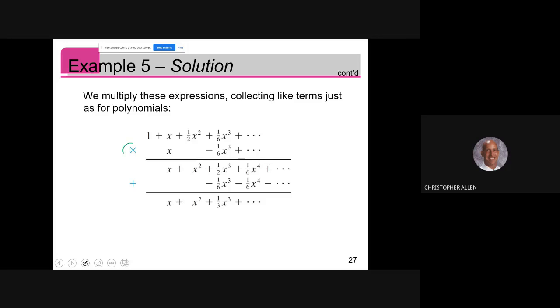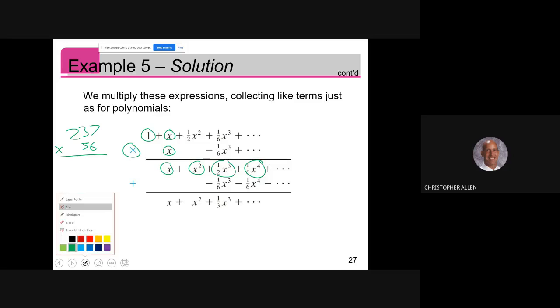So, hopefully you kind of remember how to multiply this way. Do you guys remember how to multiply? Okay, I know some of you do the lattice method and all this stuff, but anyways, here's the idea. What's x times 1? What's x times x? What's x times 1/2 x squared? Well, it's 1/2 x to the third, right? What's x times 1/6 x to the third?